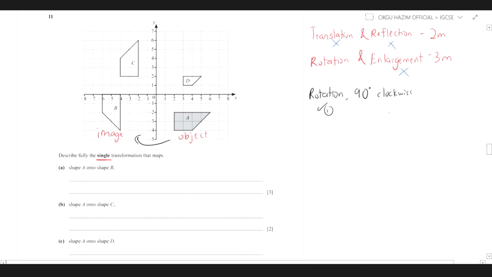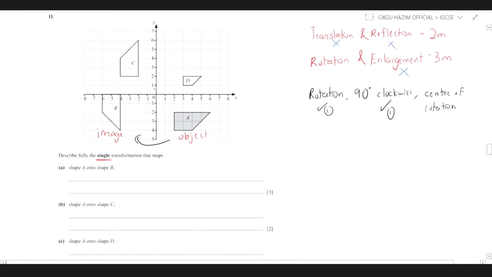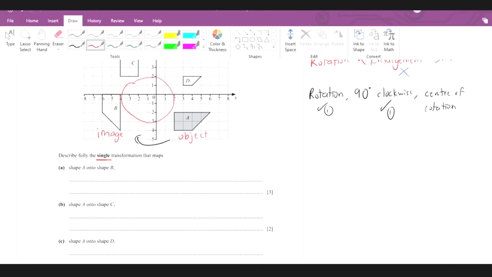After that, this is already 1 mark, and you need to know the center of rotation. Where is the center of rotation? This is a bit tough to find, but my tip here is we need to do trial and error. You should know that the center of rotation must be in this region. It cannot be this region. It cannot be this region. So we need to do trial and error.